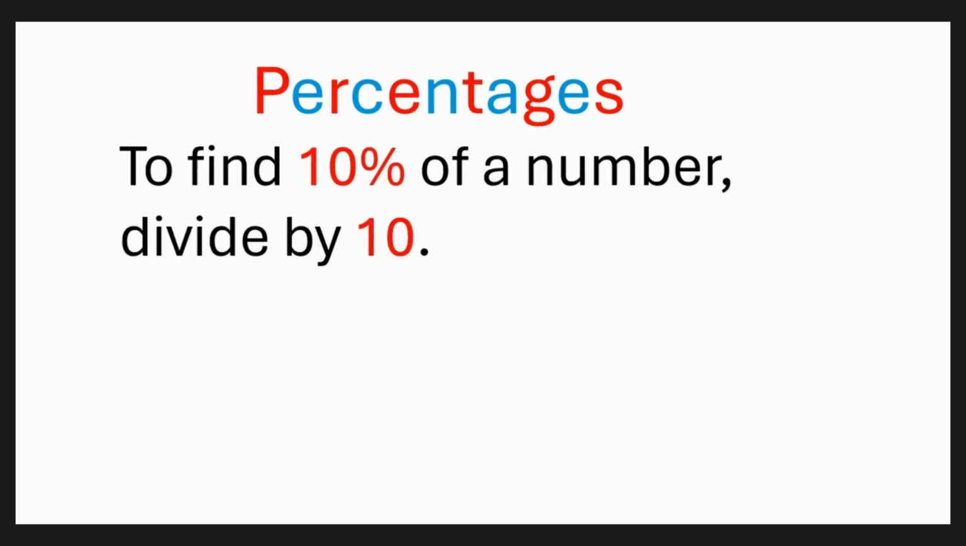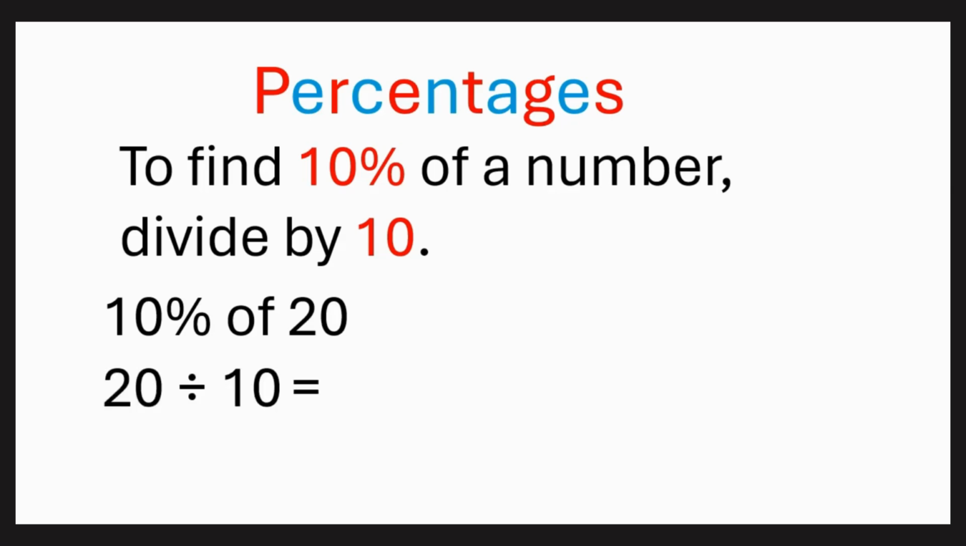Alright, in this video we shall be looking at tricks to finding percentages of a given number. First, to find 10% of a given number, you divide by 10. Let's look at this example. 10% of 20. So we divide 20 by 10, and that gives you 2. So 10% of 20 is 2. The reason is because 10% is 1 over 10. So 1 over 10 of 20 simply means 20 divided by 10, and that gives you 2.